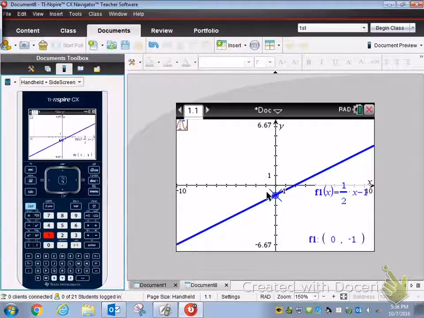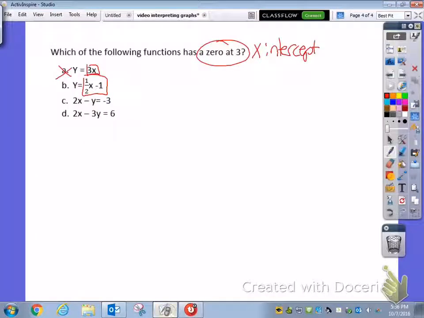Some of you are really good at identifying your x-intercepts, and some of you struggle. You can always do this if you forget. Your x-intercept, your 0, is at 2, 0. Well, I want it to be 3, so that does not match. This was 2, that was 0, so it doesn't match. This one, okay, so 2x minus y equals -3.